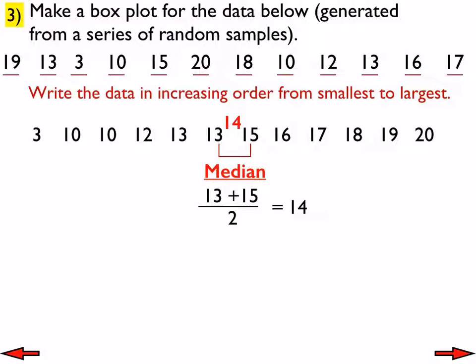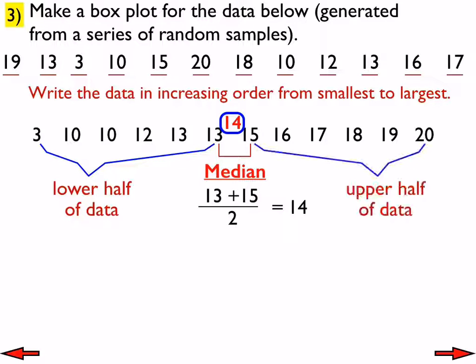Notice that 14 is the median. If you're going to find the lower quartile, it is the median below the median. So all of the numbers that are below the median are all of those numbers right there. You have to make sure you include that second 13 because it is actually below the median, because the median is not 13, it's 14.